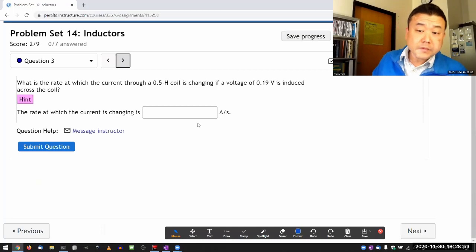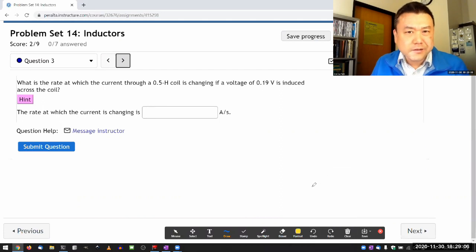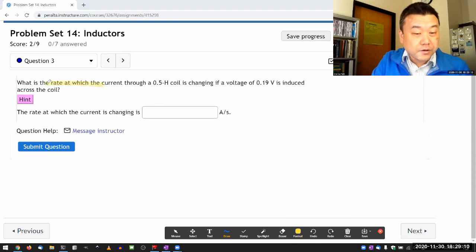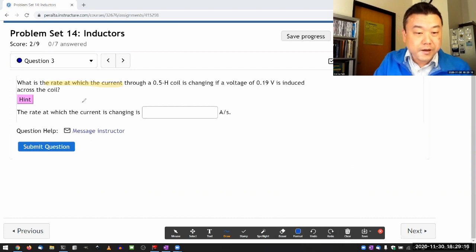Question three. I think you can see it from the way the question is worded what formula it's even trying to get you to look up. It's asking for the rate at which the current is changing, which I guess the mathematical expression for that would be the rate of change of current, dI/dt.